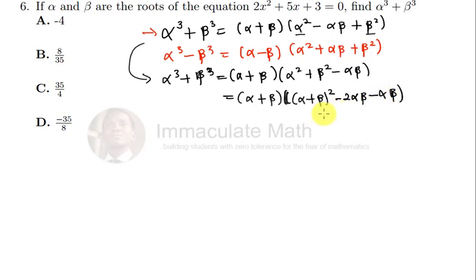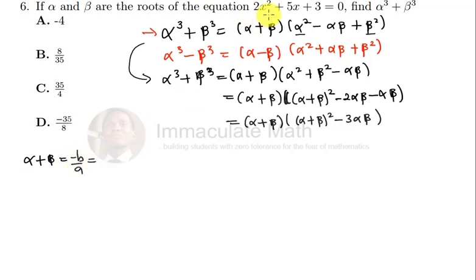So that means I'm going to have alpha plus beta, multiplied by alpha plus beta whole square, minus 2 alpha beta, then another minus alpha beta. That means I'm going to have minus 3 alpha beta. Having that understanding, the rest is very simple, because we can just use the idea of sum and product. Your alpha plus beta is minus b over a.